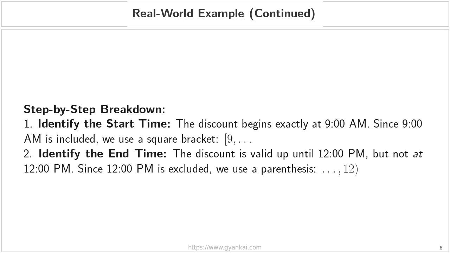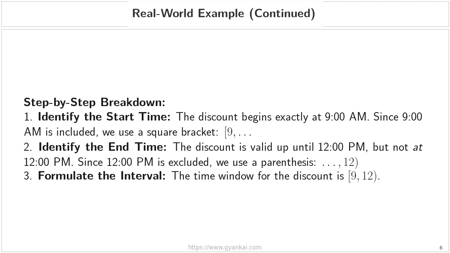The sale lasts until 12:00 p.m., but the moment the clock hits 12, the discount expires. This means 12:00 p.m. is excluded from our interval. To show exclusion, we use a parenthesis, so we follow our comma with the number 12 and a closing parenthesis. By combining these two steps, we can formulate our final interval. The time window for this discount is represented as open square bracket 9, comma, 12, close parenthesis.